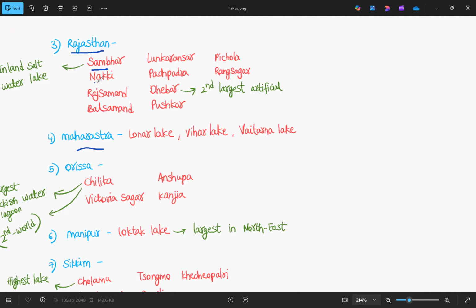And the next one is Nakki. What is the next one? It is Nakki Lake.